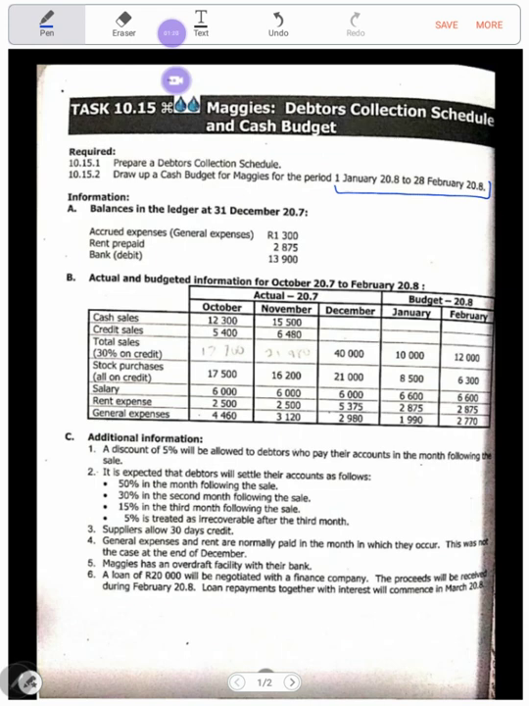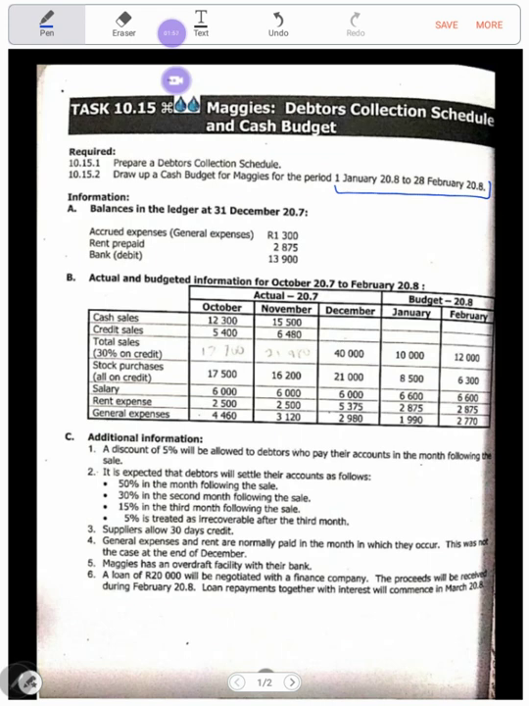And we have opening balances, accrued expenses, expenses that obviously have not yet been paid, expenses payable, in other words. Then we have rent prepaid. They're saying that we have paid our rent in advance. And then they have bank, an opening balance of 13,900, and it is in the debit. Remember, bank is an asset, and assets increase on your debit side. So that is telling us that we have a favorable bank balance.